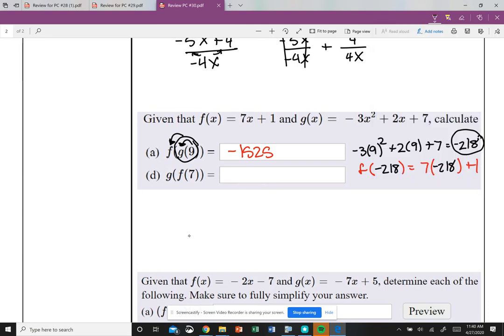So we're going to plug the 7 into our f, and then we're going to take that and plug it into our g. So we've got f of 7 equals 7 times 7 plus 1. We plug that into a calculator and we get 50. So now we're going to take this and plug it into our g function. So now it's going to be g of 50.